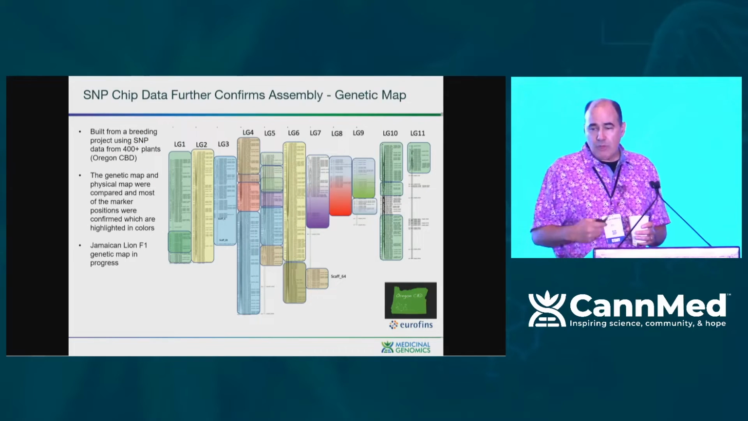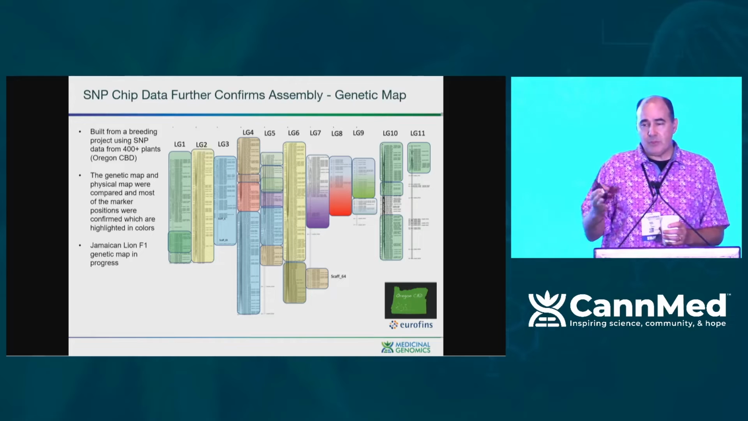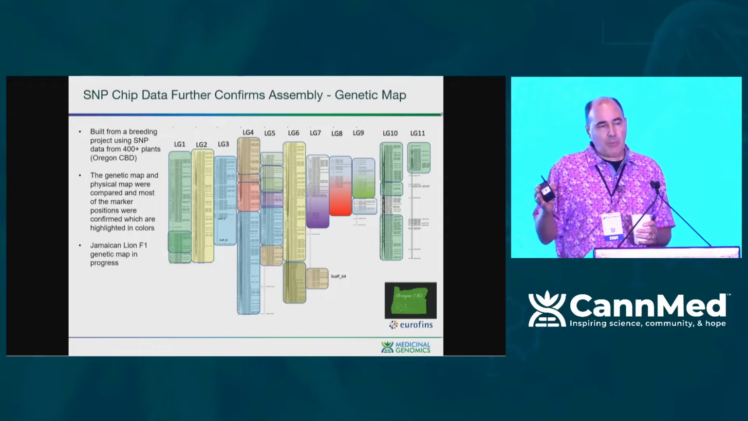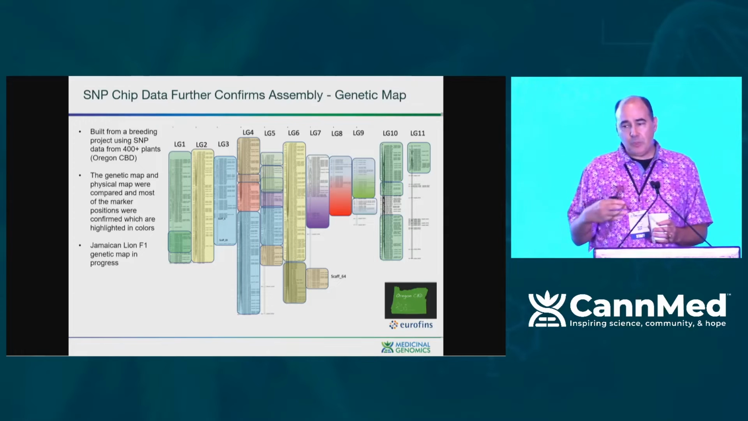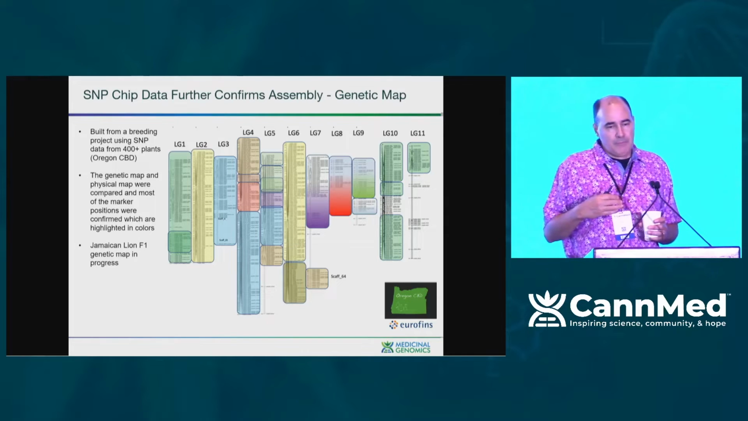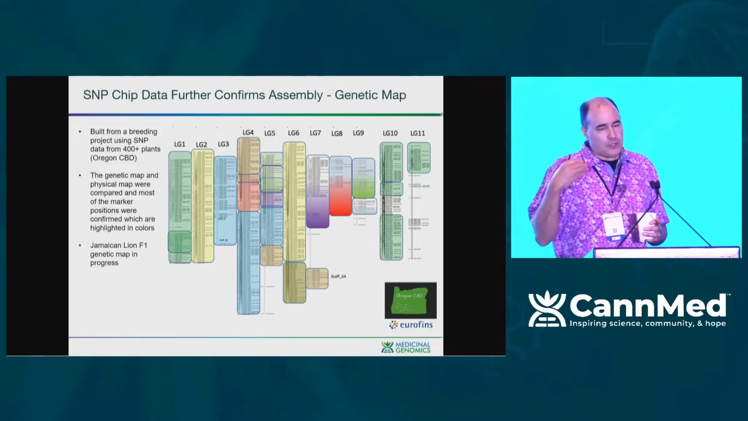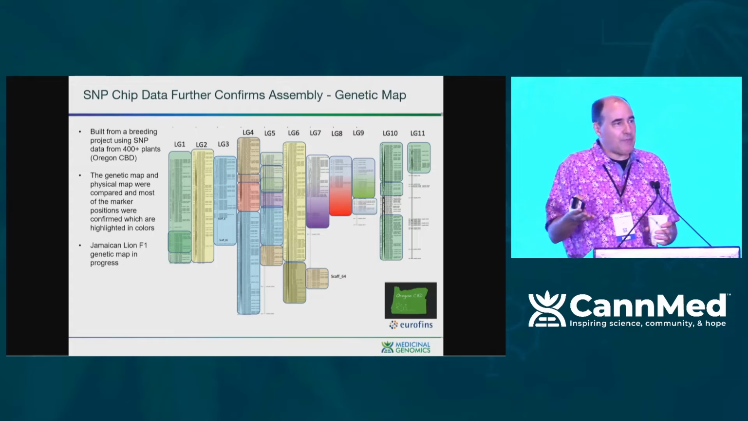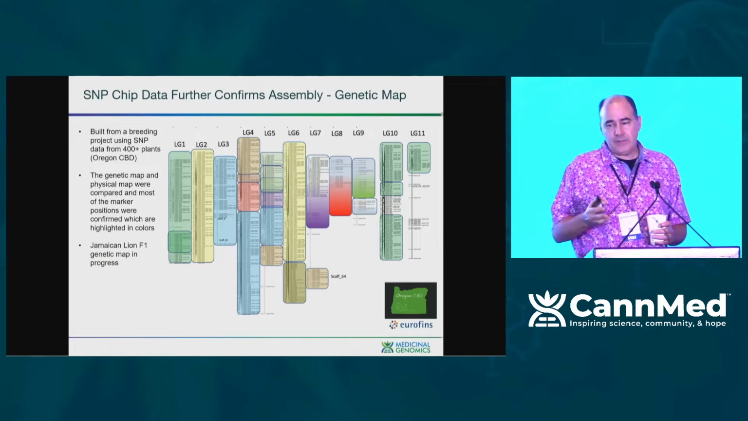Okay, so we did some work with Oregon CBD and urifins as well, where we ended up doing a lot of genotyping across an F1 population in Jamaican lion, and that helped us build these linkage maps. So you can estimate the genetic distance between two different markers in a genome as a proxy for how close they'll recombine. But really, the devil's in the biology.